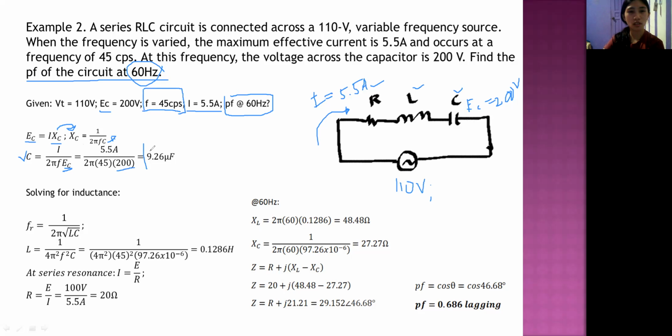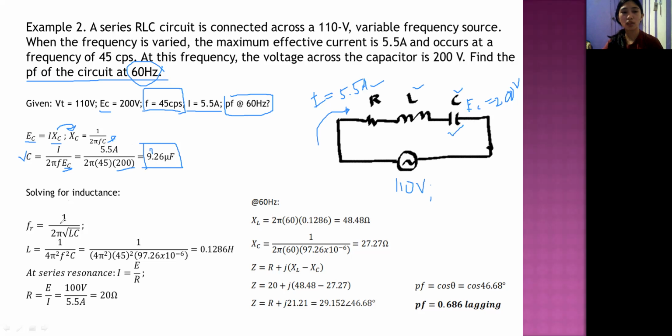This is 97.26 microfarad. So I'll just check again. So 5.5 to point, to 200. So yes, we'll have the value of 97.26 microfarad. It's a typo. So yes, it's 97.26. So solving for the value of the inductance, we now have the value of the capacitance.